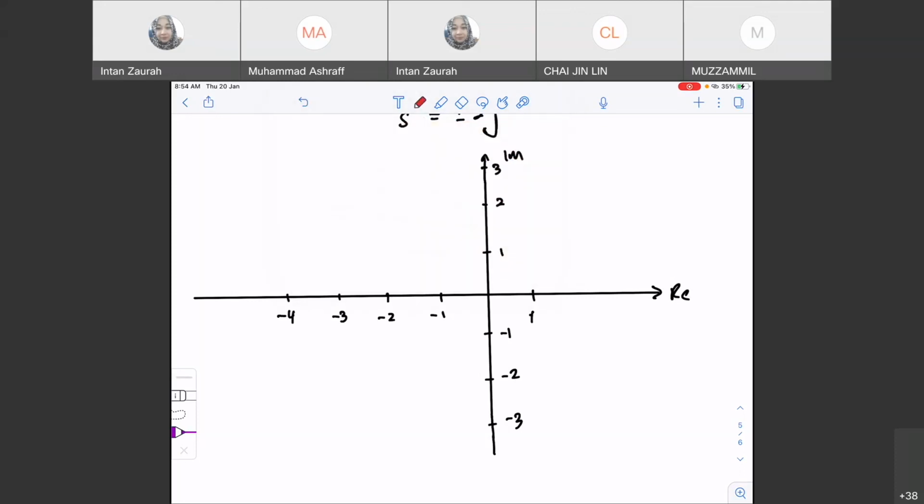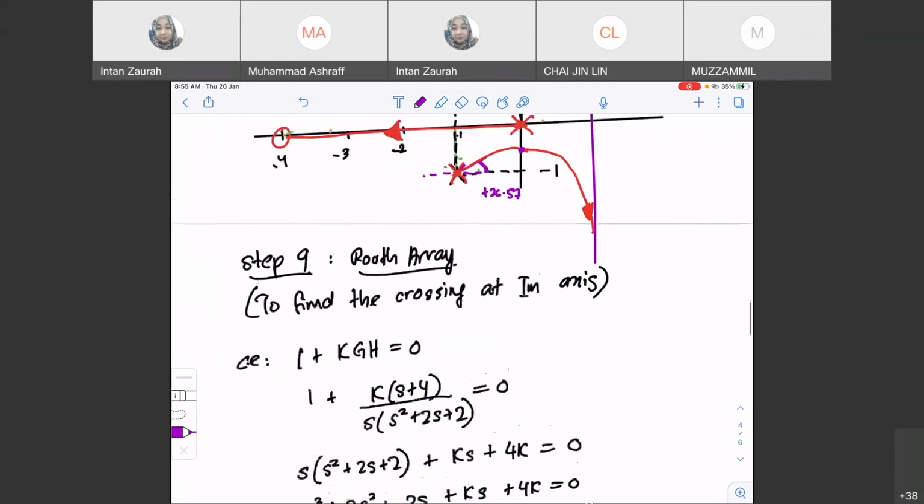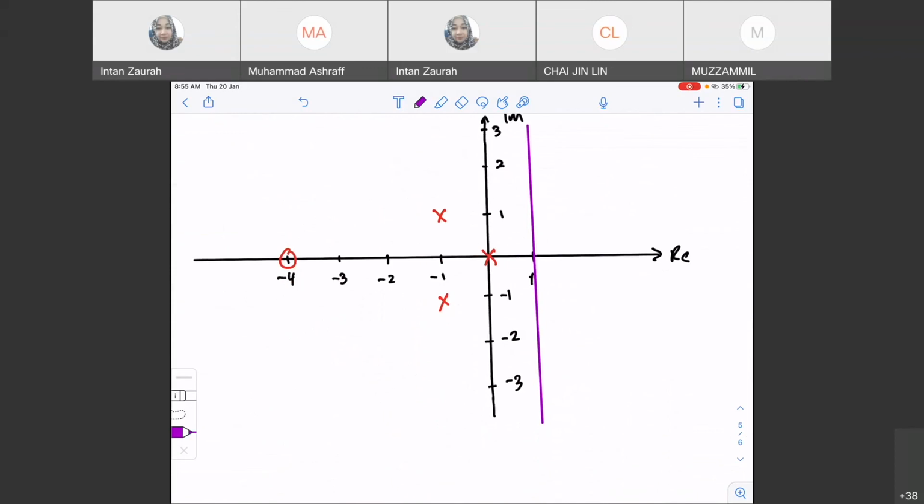Okay, so my pole is here, my 0 is here, and then I have another pole here, another pole here, and then I have my asymptote at 1 just now, isn't it? So that's my asymptote. And I know my angle of departure is negative 26 point something just now, point berapa tadi? 26.57, 26.6 lah. Okay? And then it will cross my imaginary axis at 2j and minus 2j.